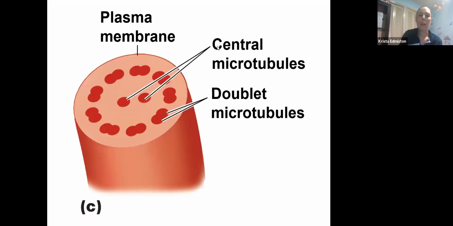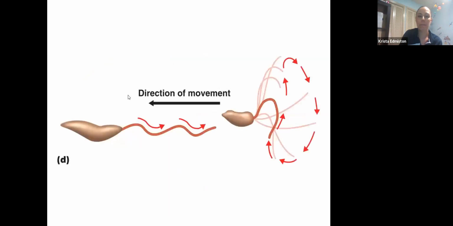So inside the flagella, if we were to chop it, inside we would find the microtubules. So we've got the doublet of microtubules around the outside with those central microtubules right there in the middle. And they move in this whip-like movement, propelling them forward, as opposed to the bacterial one that turns in a circle, pushing the bacteria forward.